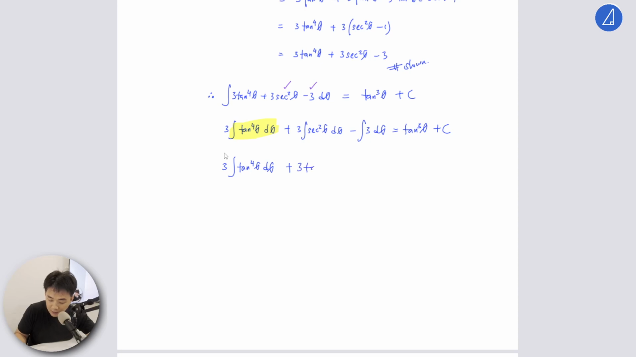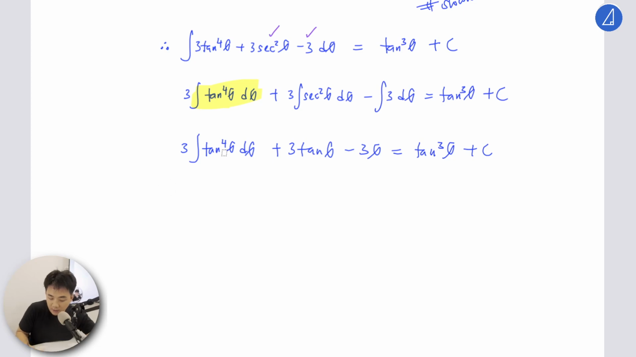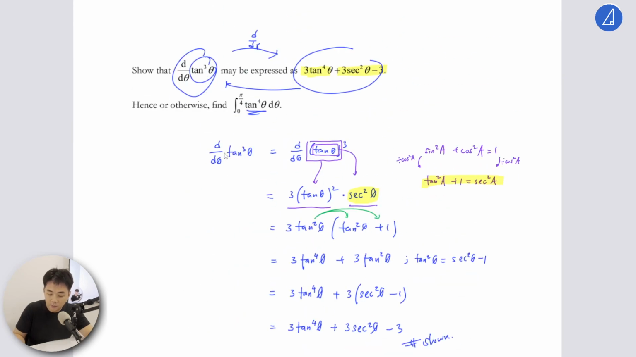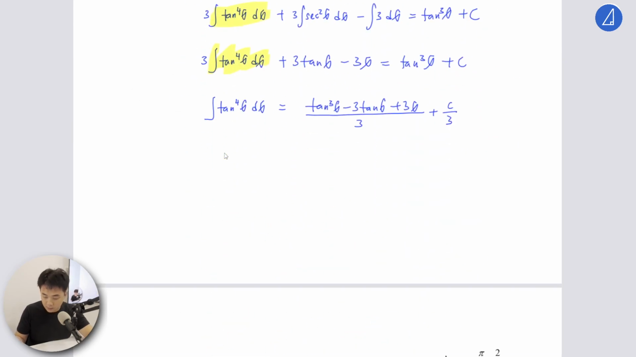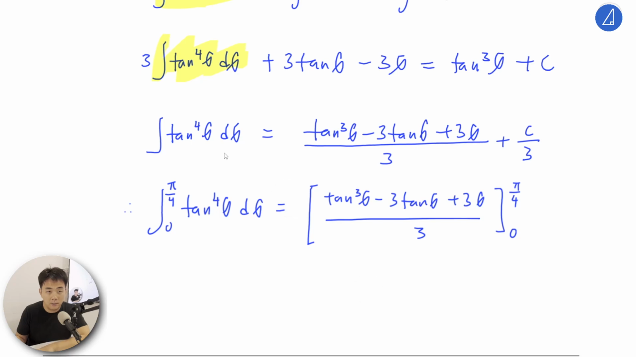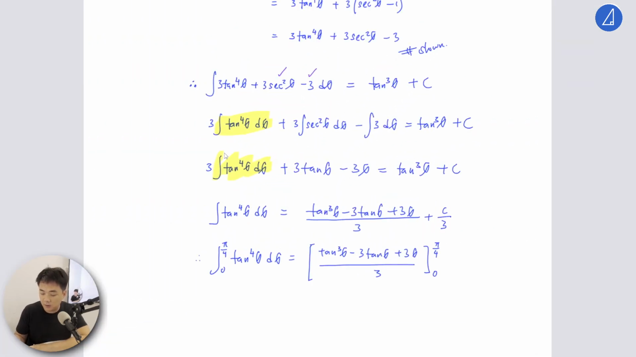Then this is 3 tangent theta minus 3 theta equals to tangent cube theta plus c. Bring everything over, make this a subject, because this is what you need to find. So this guy is another constant, so you don't really need to worry about this guy. It's the same thing. So now, because we need to evaluate the definite integral here, we're just going to put in the boundary. You can ignore the constant behind, because it will cancel away. So this could be ignored.